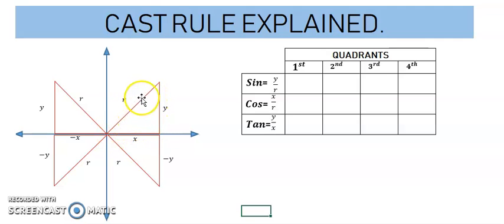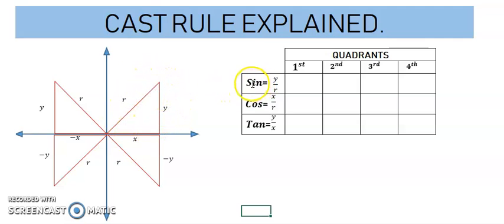So in this triangle, I can see that if I work from this angle, sine is y over r, cos is x over r, and tan is y over x. Now that's pre-knowledge. Now let's have a look and see what is positive in our first quadrant.